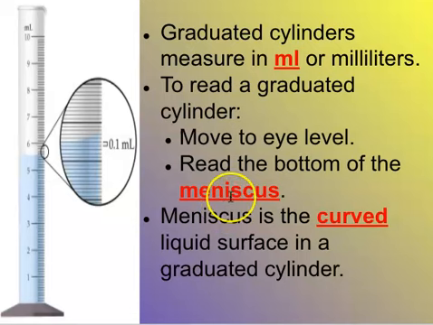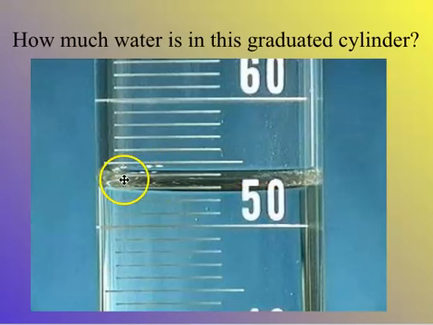And we're going to talk about the meniscus. You always read from the bottom of the meniscus. The meniscus is the curved liquid surface in a graduated cylinder. So if I look at this graduated cylinder, you notice how it looks funky? That's because the top of the water is right here, and you can see the curve at the top, but notice how it dips down. So we always read from the bottom of the meniscus.